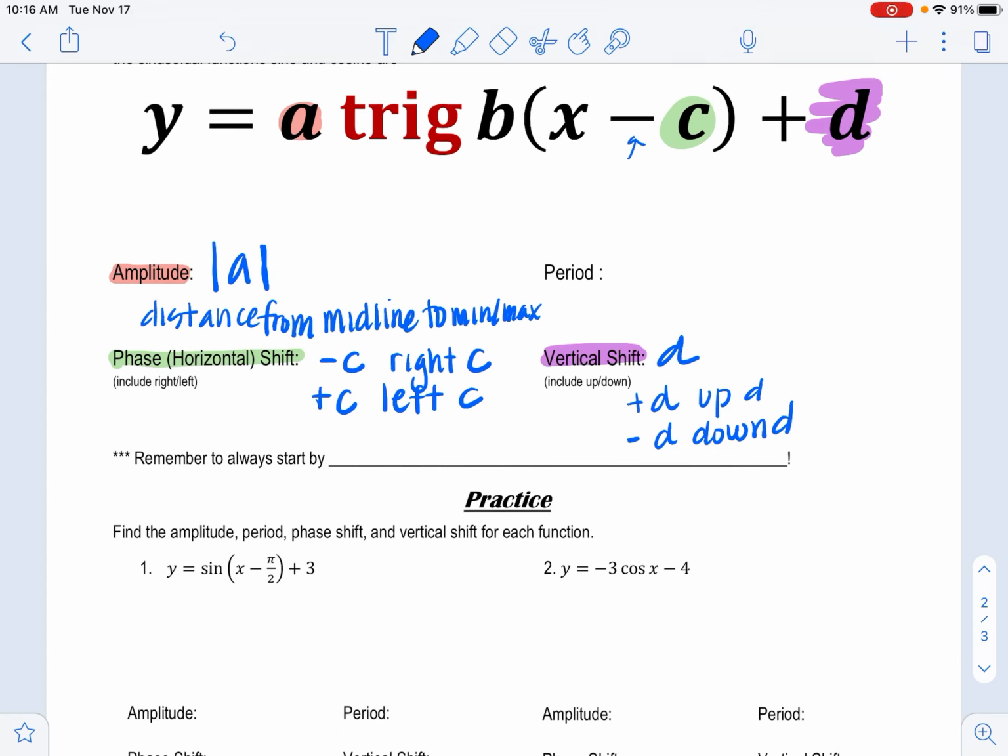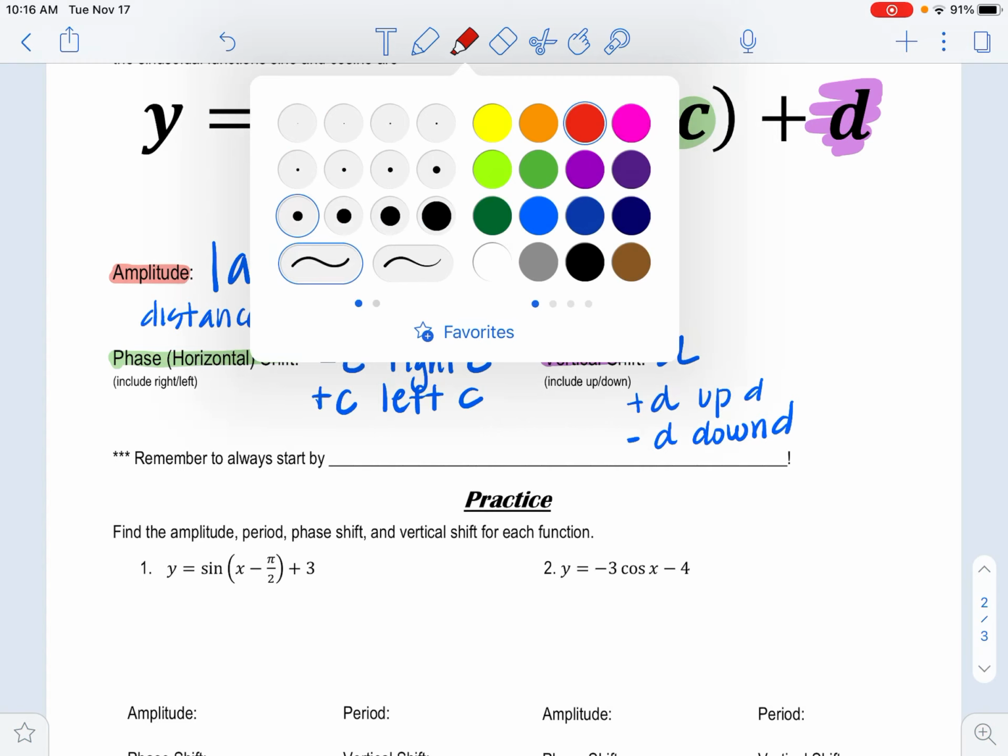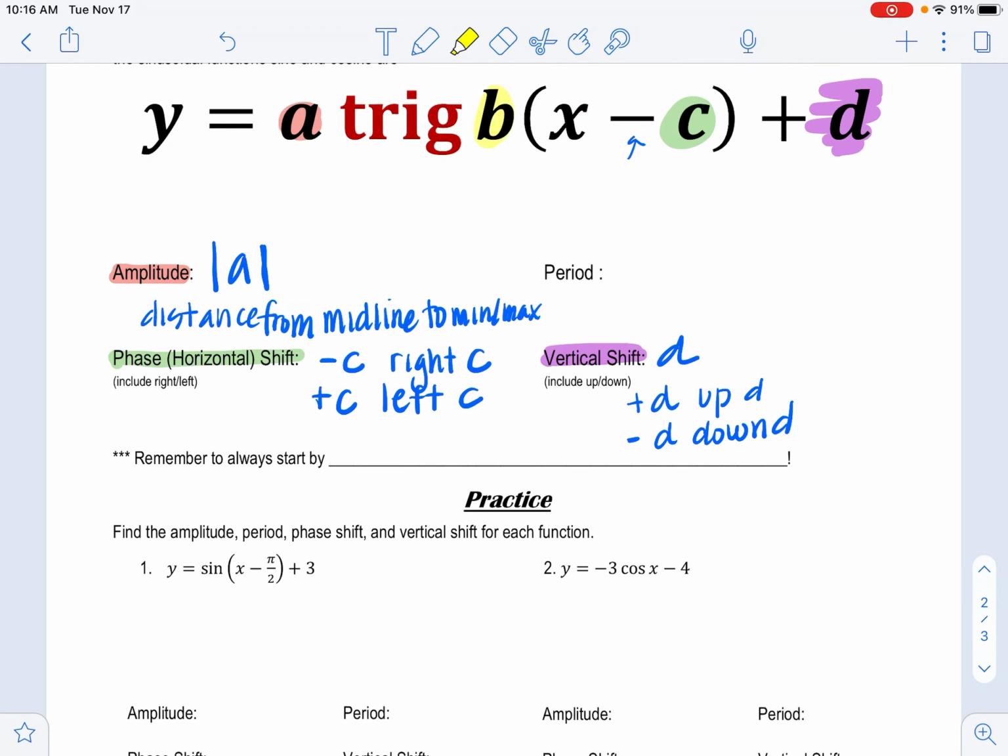All right, next is the period. So we already said that a non-transformed cosine or sine graph has a period of 2 pi. But there could be a b value that changes the period. So the period is not b, okay, but it's whatever 2 pi divided by b is. So we're going to take 2 pi, which is the period of the parent, and you're going to divide it by the b value, okay?